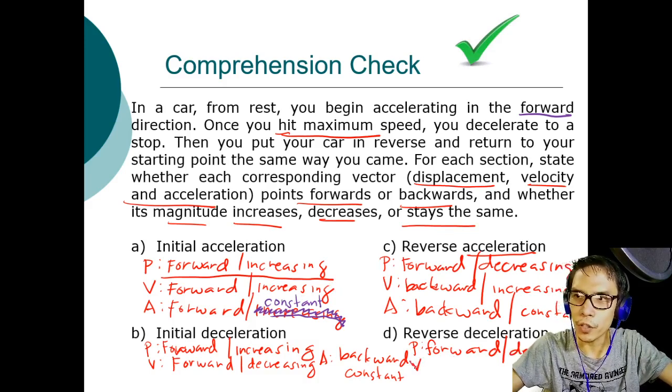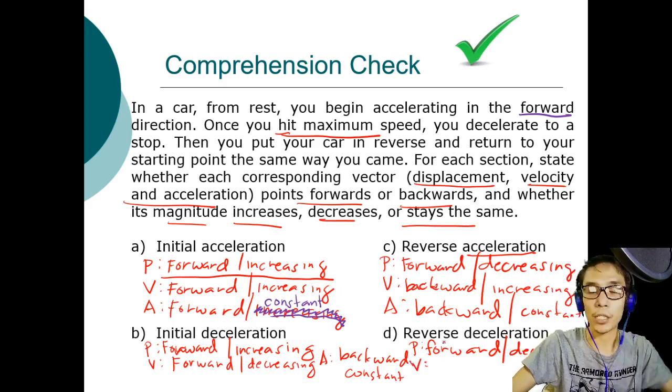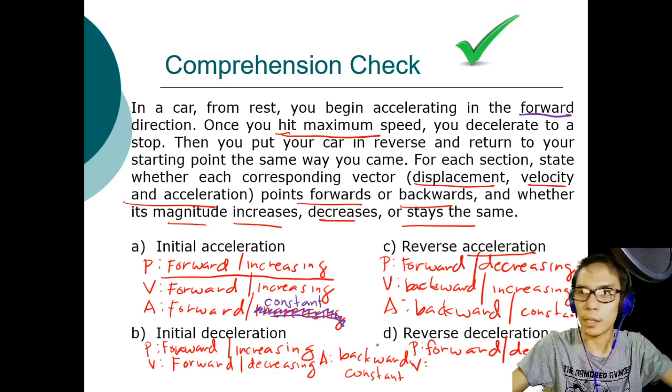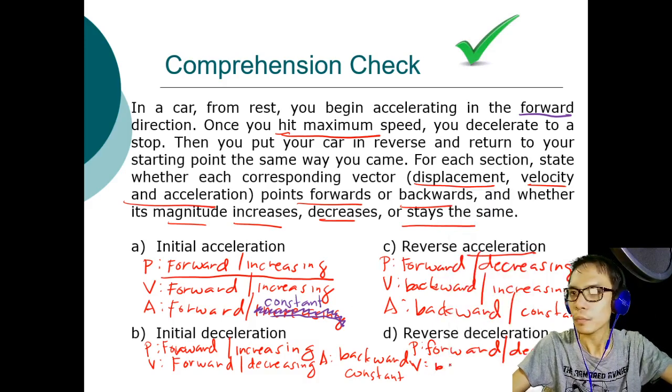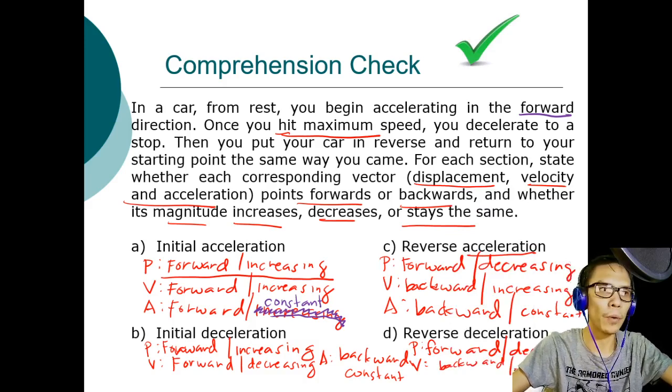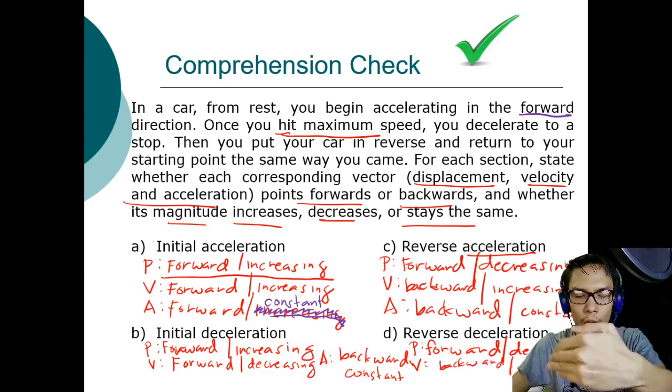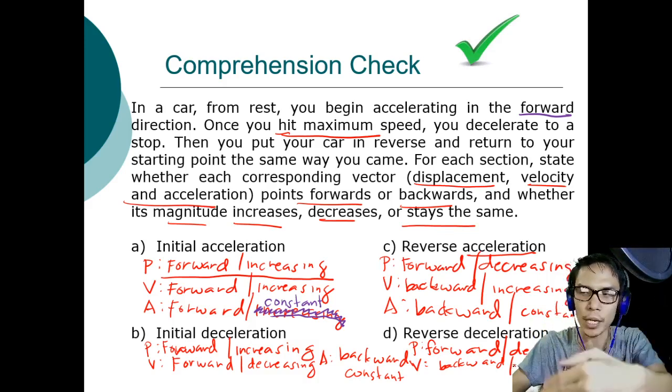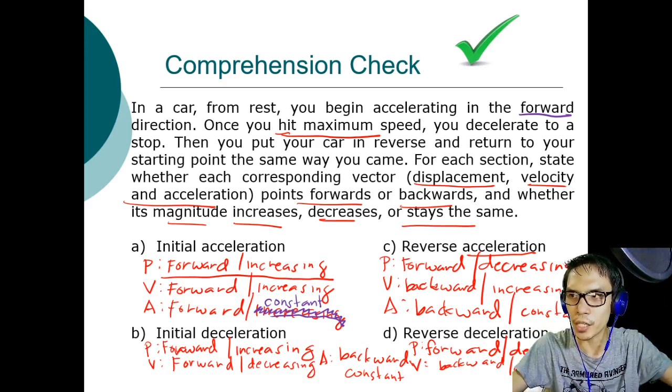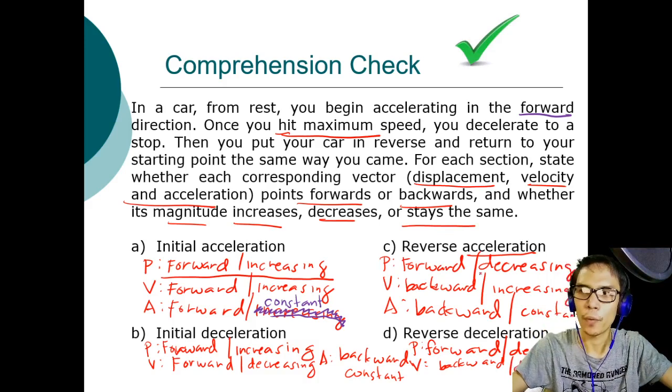As you reverse accelerate, the direction of the velocity is backward, because you are going in reverse. So backward, but you are starting to slow down. So therefore, decreasing. Okay, so there you go.